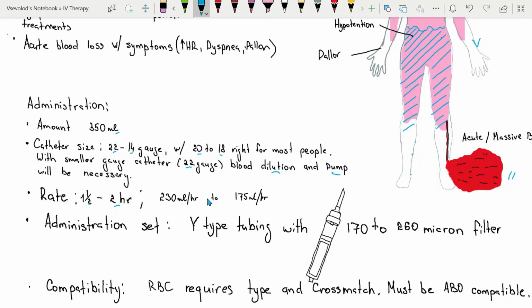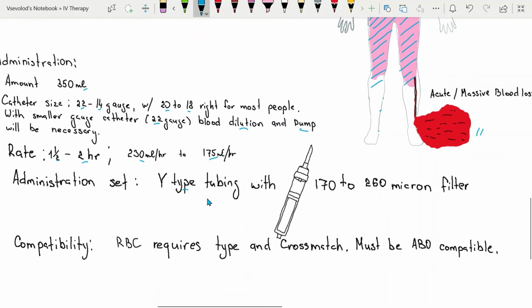The usual rate would be somewhere from 230 milliliters per hour to 175 milliliters per hour. The usual administration set would be a wide tubing with a 170 to 260 micron filter. And to administer red blood cells, you will need to perform a cross match and type and screen, and check ABO and Rh compatibility.